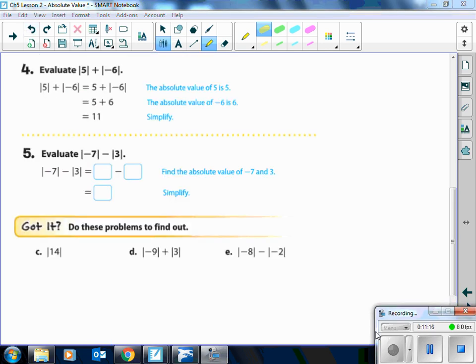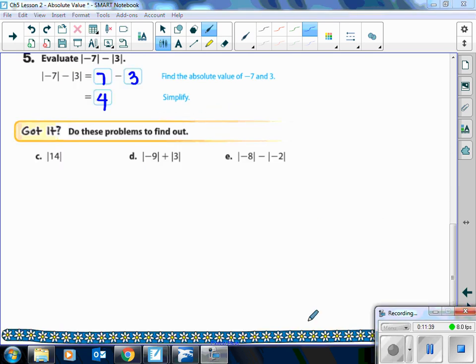Okay, so for example 5, we have the absolute value of negative 7 minus the absolute value of 3. So here, we have the absolute value of negative 7, which is 7. The absolute value of 3 is 3. And now we have 7 minus 3, which is 4. And it's that simple. Is everybody clear?